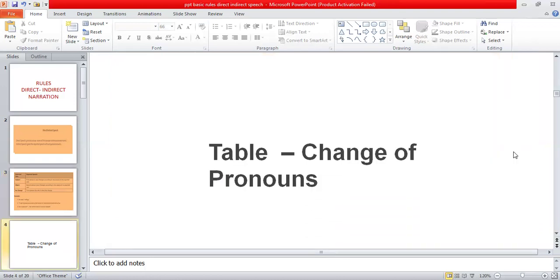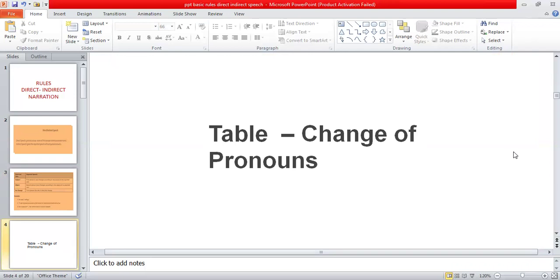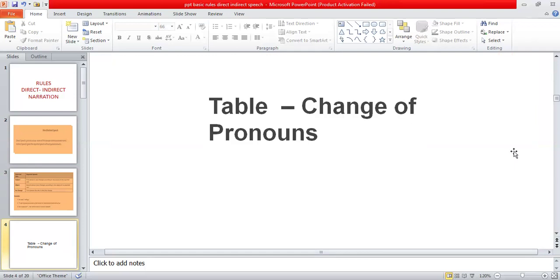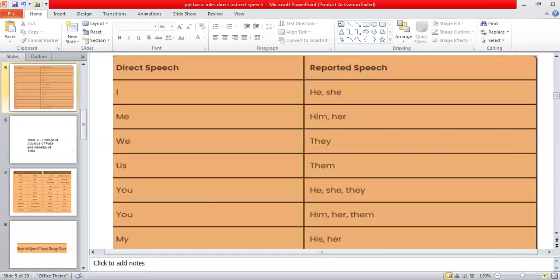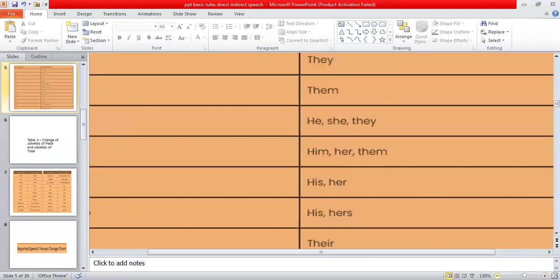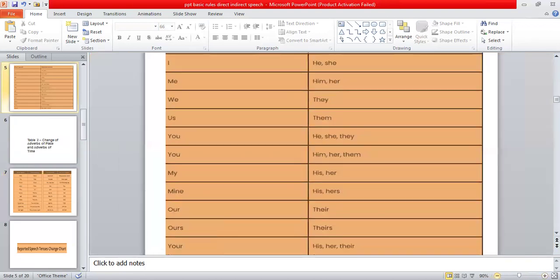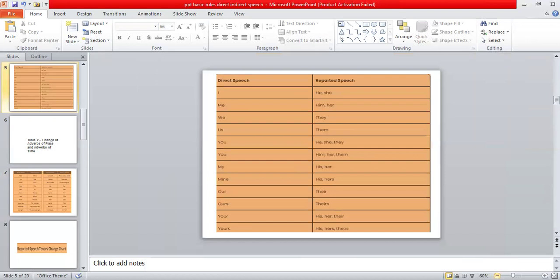Then I'm going to show you a table of how to change the pronoun. This table is definitely going to be very helpful for you to have an idea how the pronouns will be changed. So this is the table. You can easily note how the pronouns will be changed in the case of reported speech. I will be changed into he and she. In this way, you can note down the whole chart of the change of pronouns. So this chart you have to keep in mind.